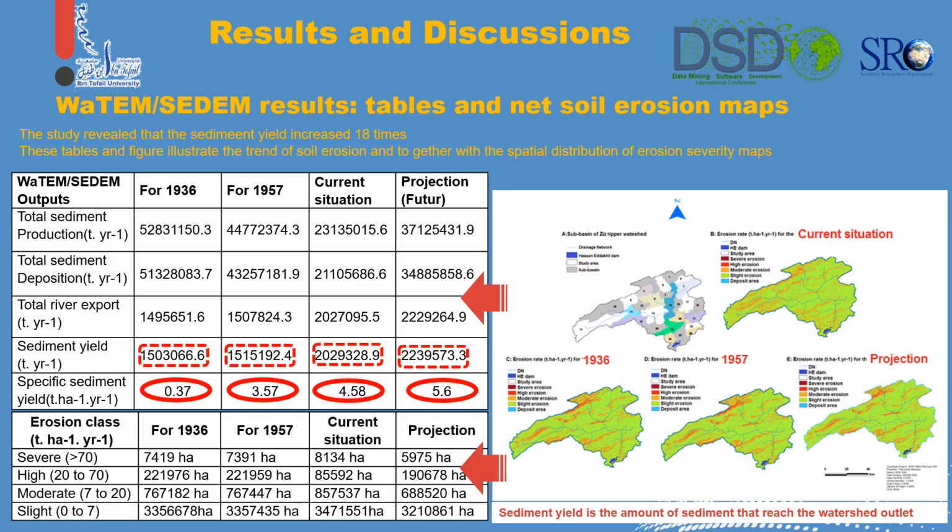So the study revealed that the sediment yield increased 80 times, and the table above and figure illustrate the trend of soil erosion together with the spatial distribution of erosion severity maps. For the projection, we suppose that there was no degraded forest and the upper watershed will be dominated by poorly vegetated areas.